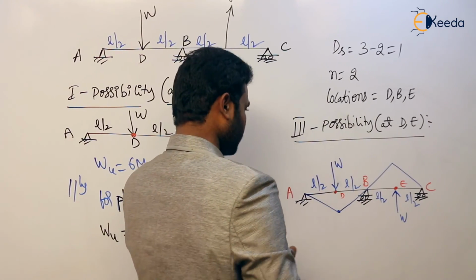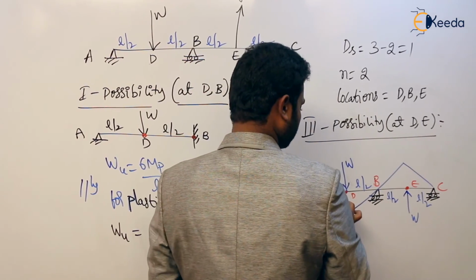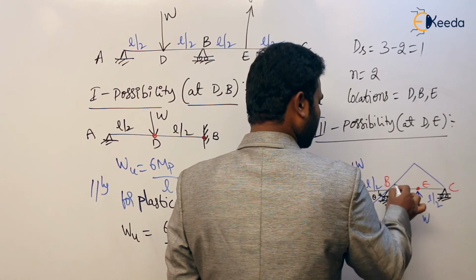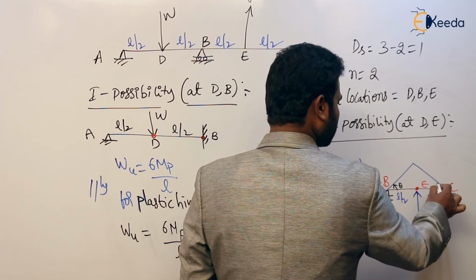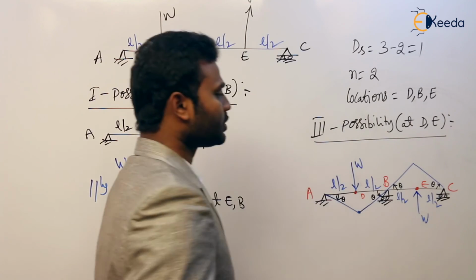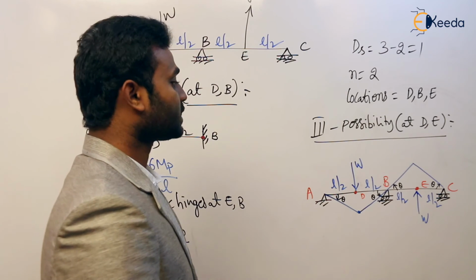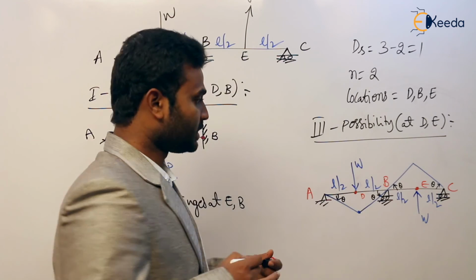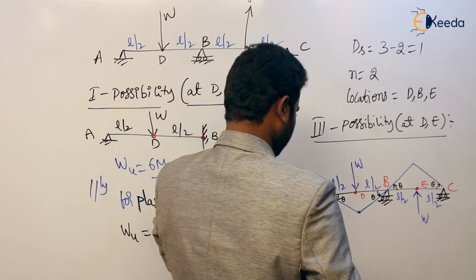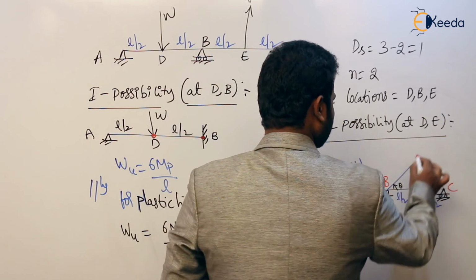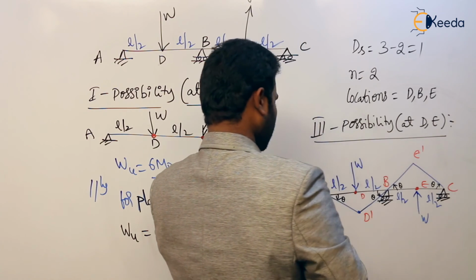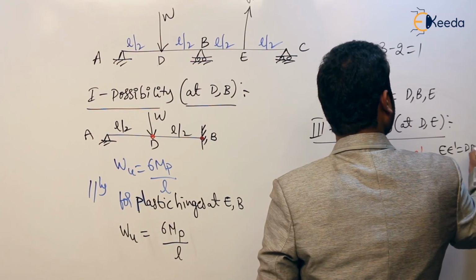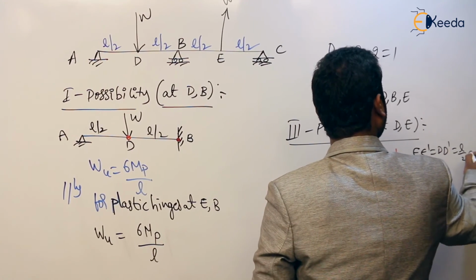Now we know that if this is theta, here also it is theta because of symmetry, and here also this is theta. Now external work is equal to internal work. What is external work? External work is done by these two loads, W and W. This is delta, so DD dash and EE dash are the same: DD dash equals EE dash equals L by 2 theta.